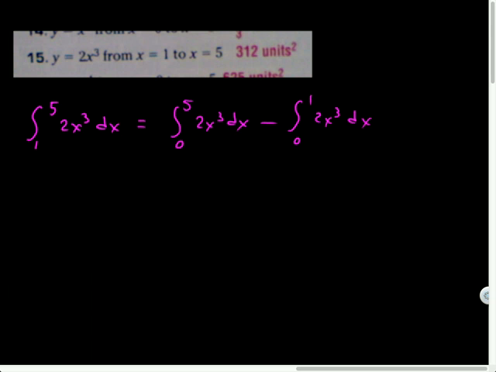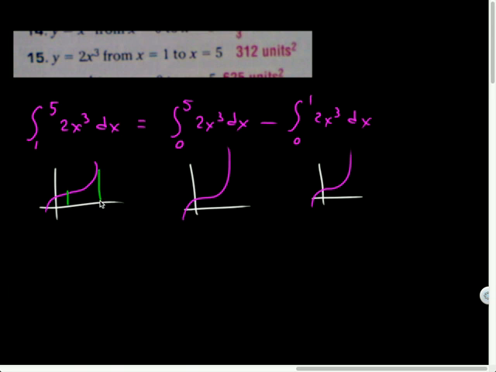Now I don't know exactly what this curve looks like, but let me draw a possible picture. So this is kind of what we got going on. Imagine the curve looks like this. So the area from 1 to 5 is what we're looking for. Here's the area we're looking for. This finds the area from 0 to 5. And this finds the area from 0 to 1. And if I subtract this area from that, I'll get the area that I wanted.